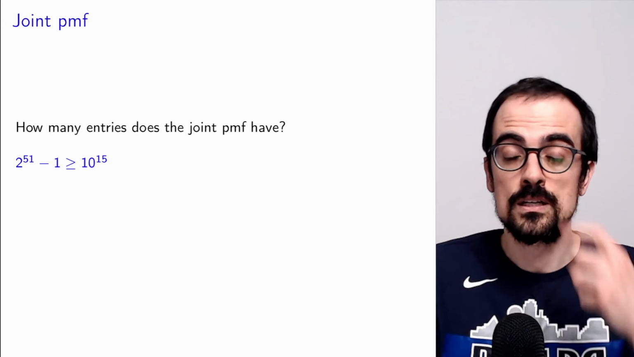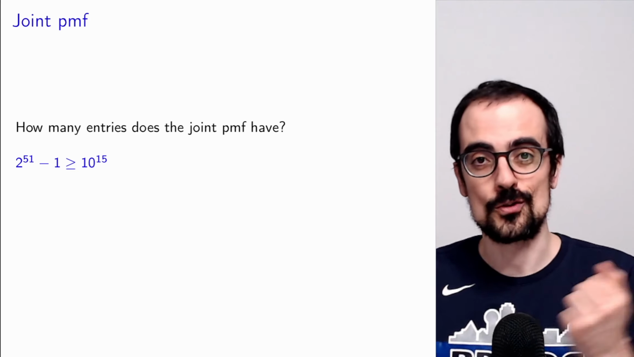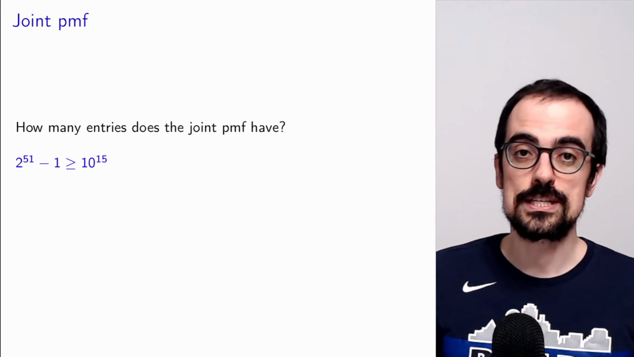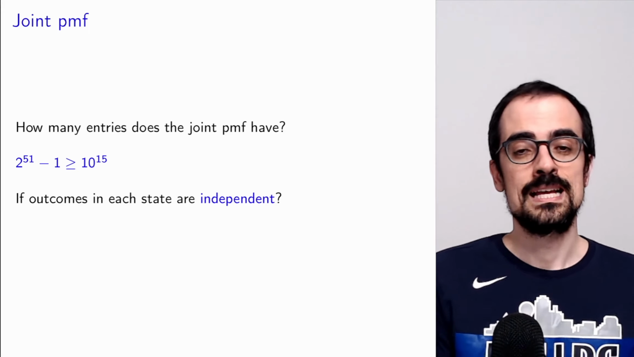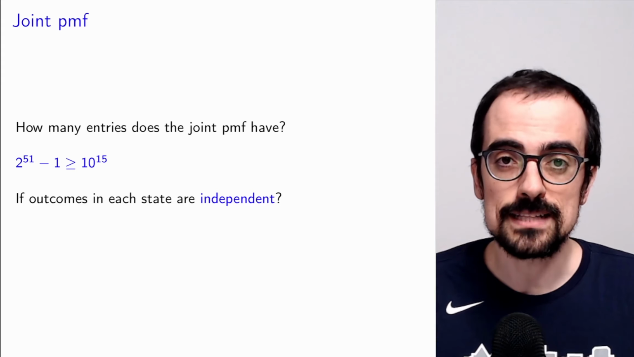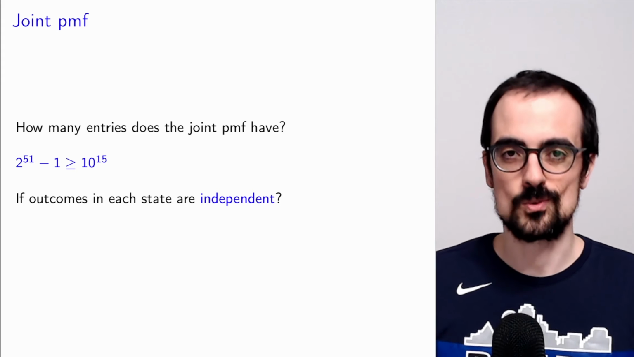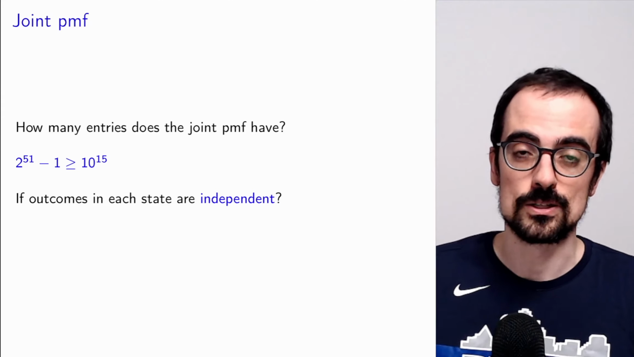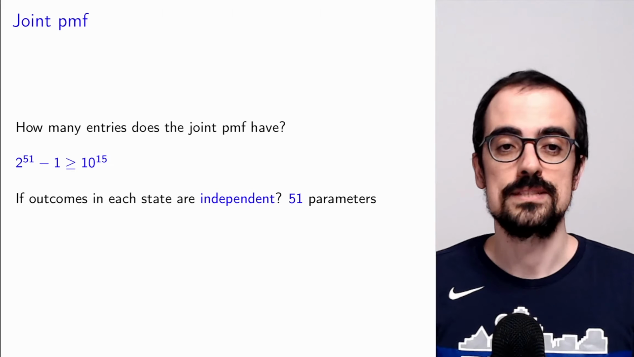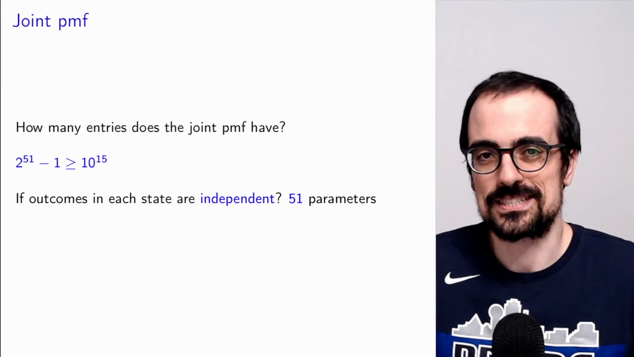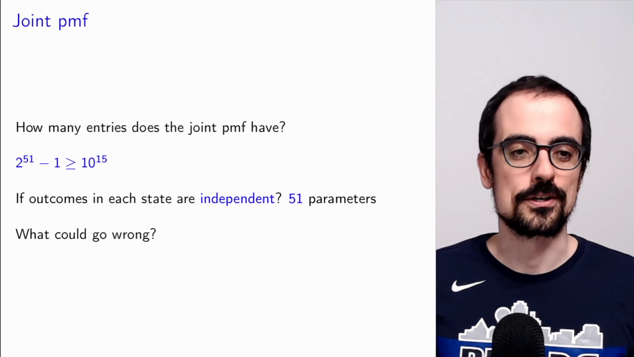We're going to have to incorporate independence or conditional independence assumptions, as we saw in the video on the curse of dimensionality. All right, so what if the outcomes in each state are independent? Okay, then we're in business, right? Because how many parameters do we need to estimate? We just need to estimate the marginals. There's one parameter per marginal, so this is just 51 parameters. So that's great. That looks amazing, right? So what could go wrong?